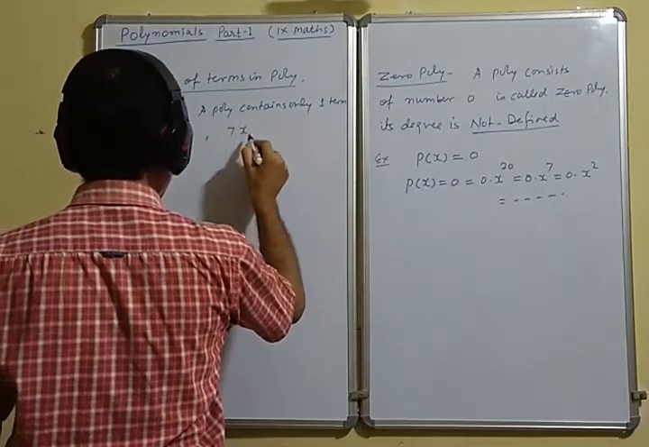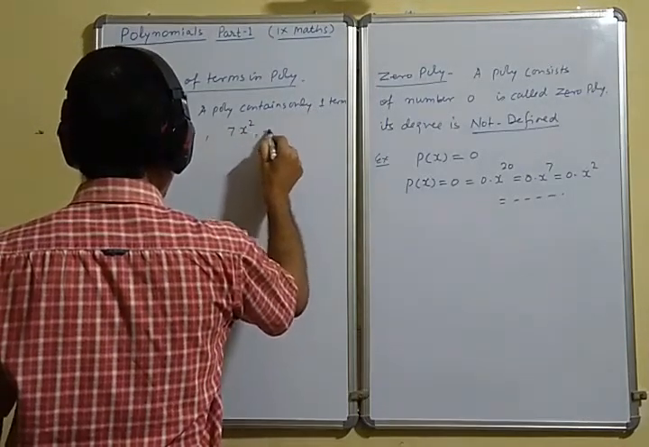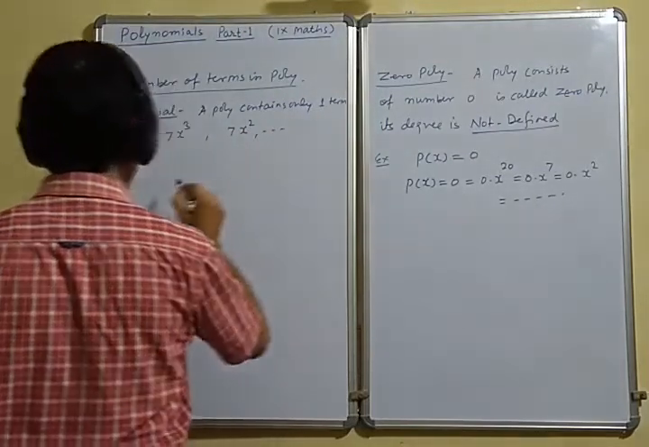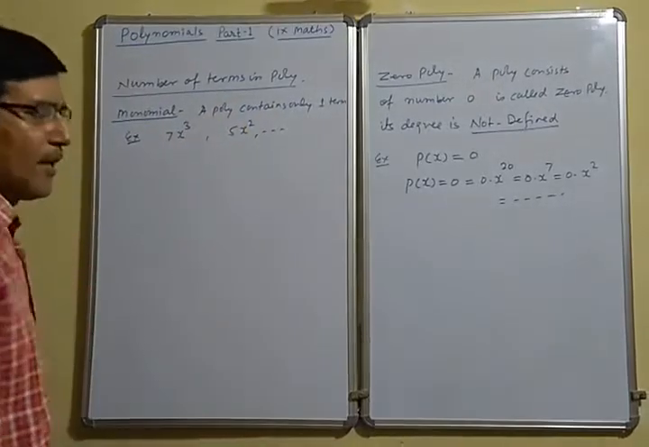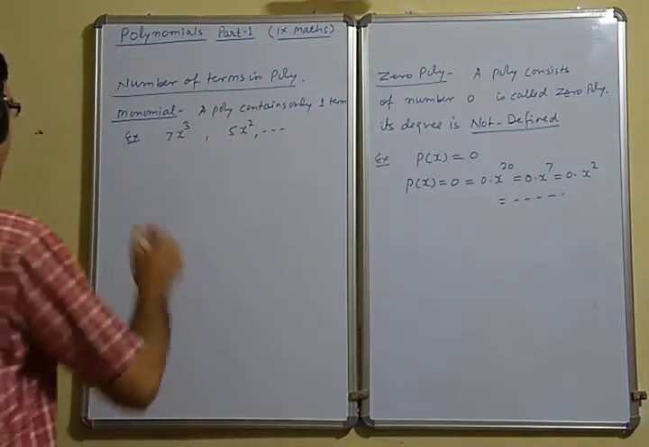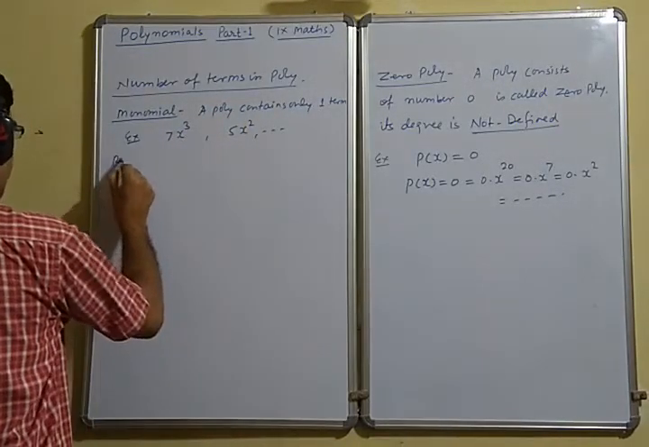7x square and so on. You can write here 5x square and so on. The number of terms is 1.